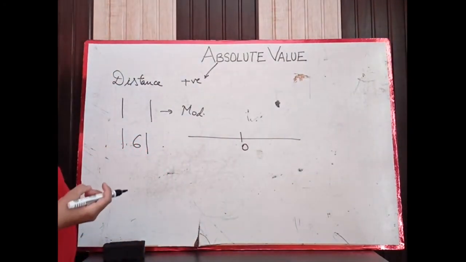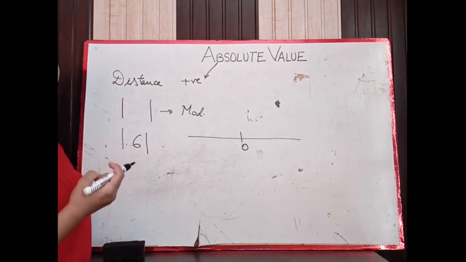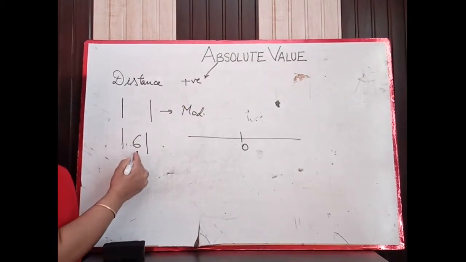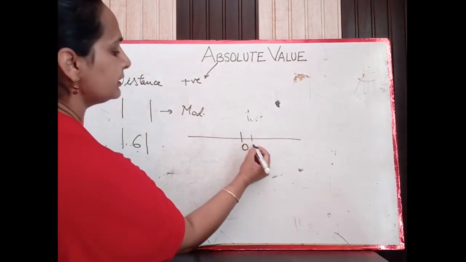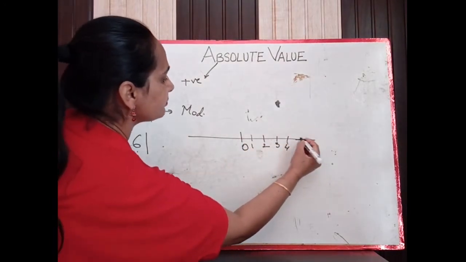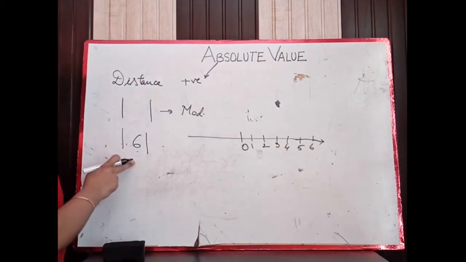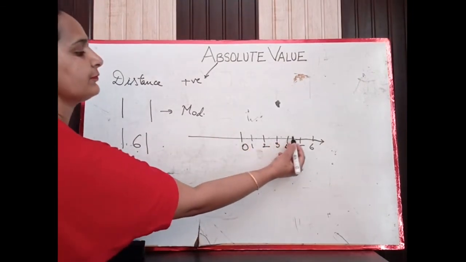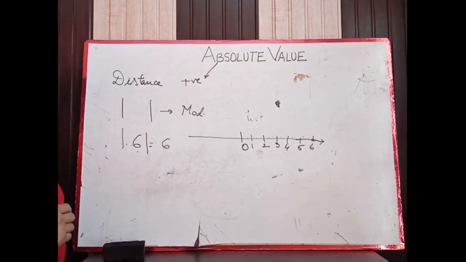If we have to find the absolute value of any number, it means finding the distance of that number from 0. So if we check 1, 2, 3, 4, 5 and this is 6, what is the distance of 6 from 0? 1 unit, 2, 3, 4, 5, 6. So 6 units. That means the absolute value of 6 is 6.